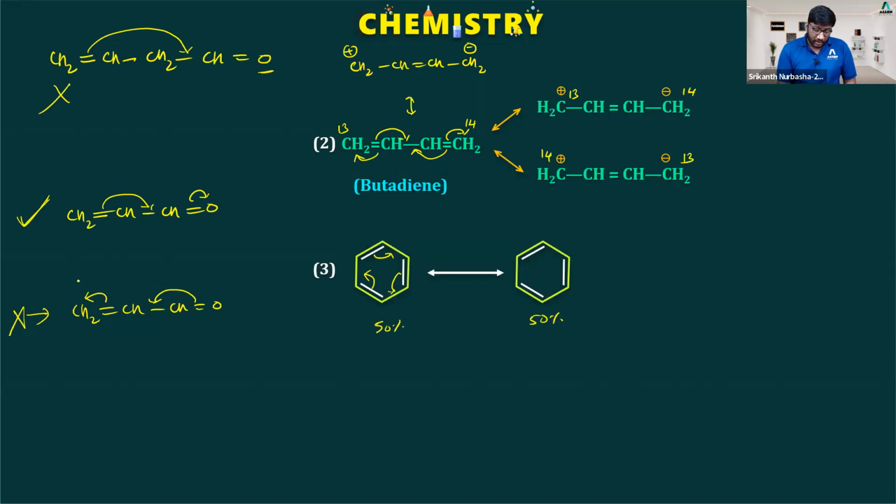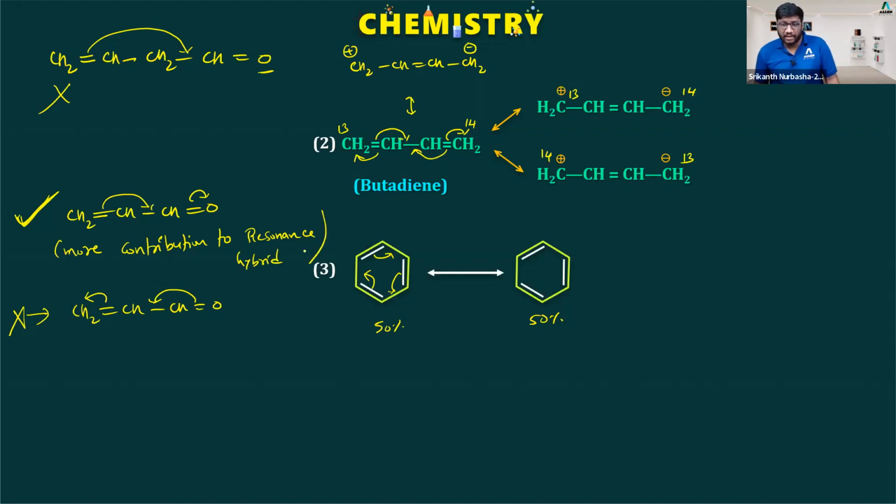But whenever I say CH2 double bond CH, CH double bond O, acrylaldehyde, in that case, this will make more contribution to the resonance hybrid because it is more stable. Got it now? So there are some set of rules based on which you have to decide which resonating structure is going to be more stable. That was a very good question. Fine.